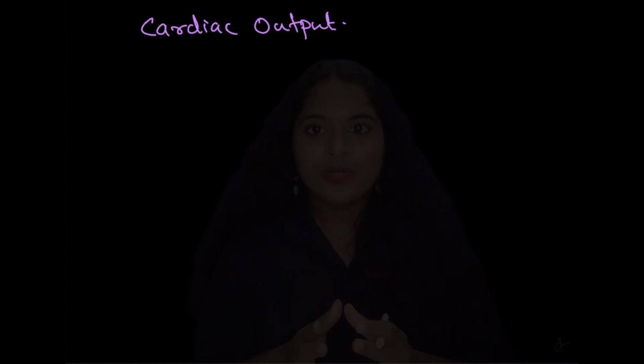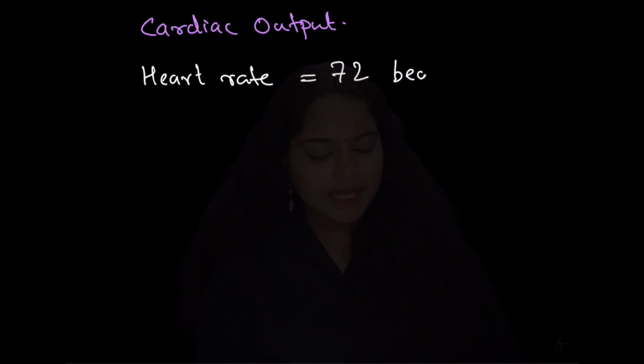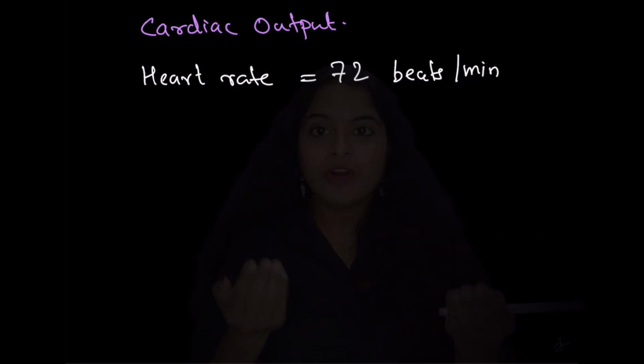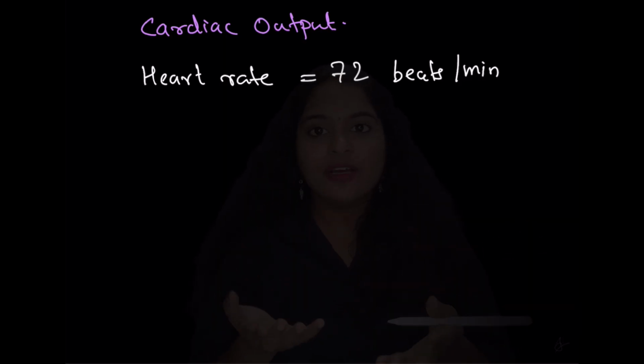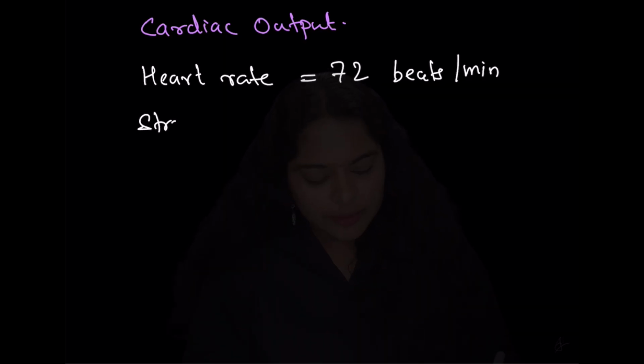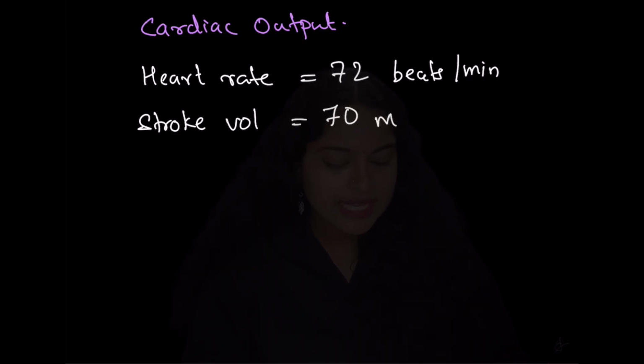Now let us see how to calculate the cardiac output. What is the heart rate? The heart can beat 72 beats per minute, so per minute the heart beats 72 times. And what is stroke volume? It is the amount of blood pumped out by each ventricle during a contraction, or during a cardiac cycle. Stroke volume is approximately 70 ml.